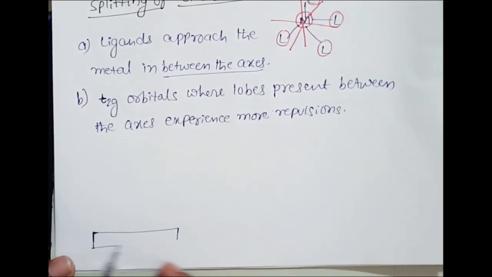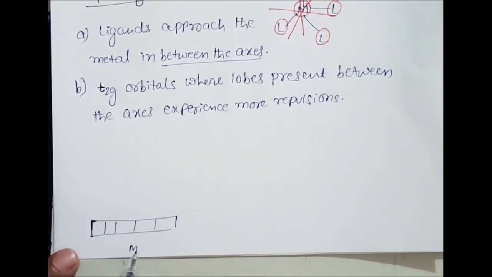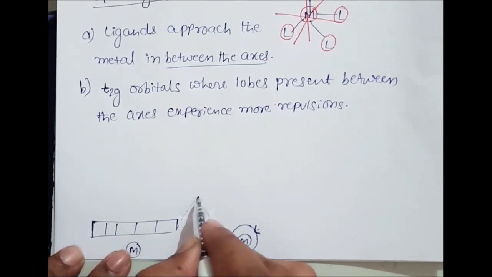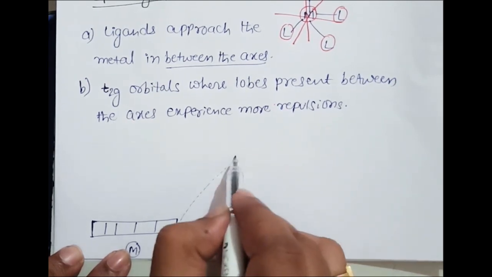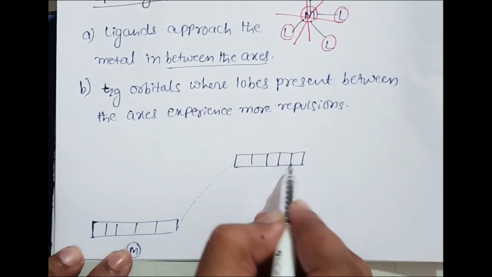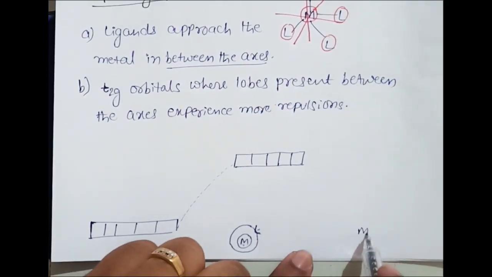This is the d orbital arrangement when the metal atom is alone. All the d orbitals are degenerate. Now the ligands are approaching the metal in a symmetrical manner. So there exist repulsions between electrons of metal and electrons of ligand. The d orbitals will go to a higher energy level because of the repulsions between electrons of metal and ligand. Now, in which way are the ligands approaching?